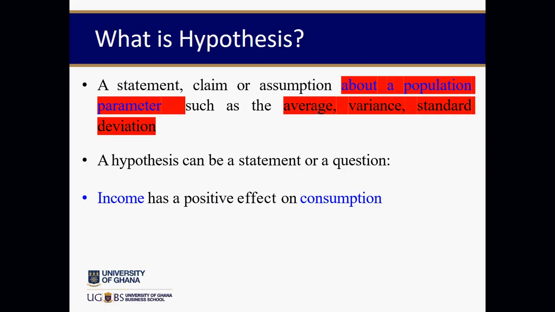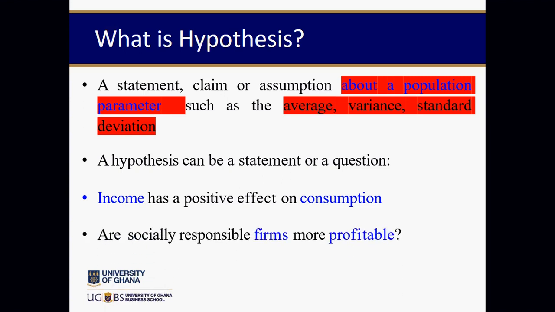Remember, even in economics, when the good is a normal good, when your income increases, you buy more, and when your income is down, you buy less. But in the same way, when it is an inferior good, when your income is down, you rather buy more, and when your income is more, you rather buy less, and vice versa. Another example: are socially responsible firms more profitable?